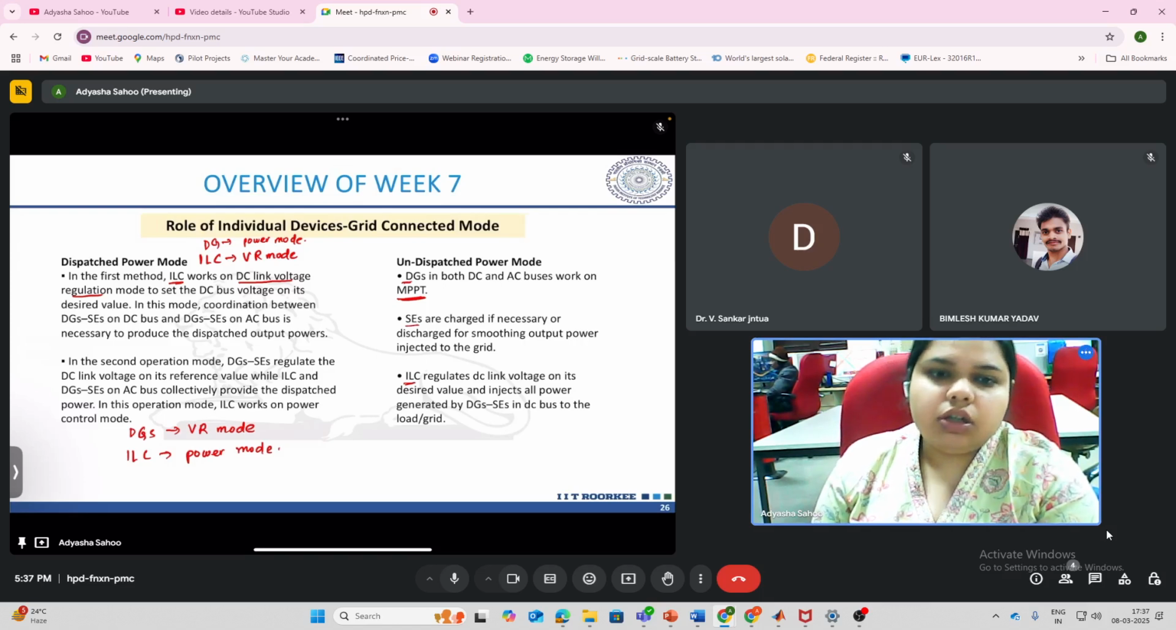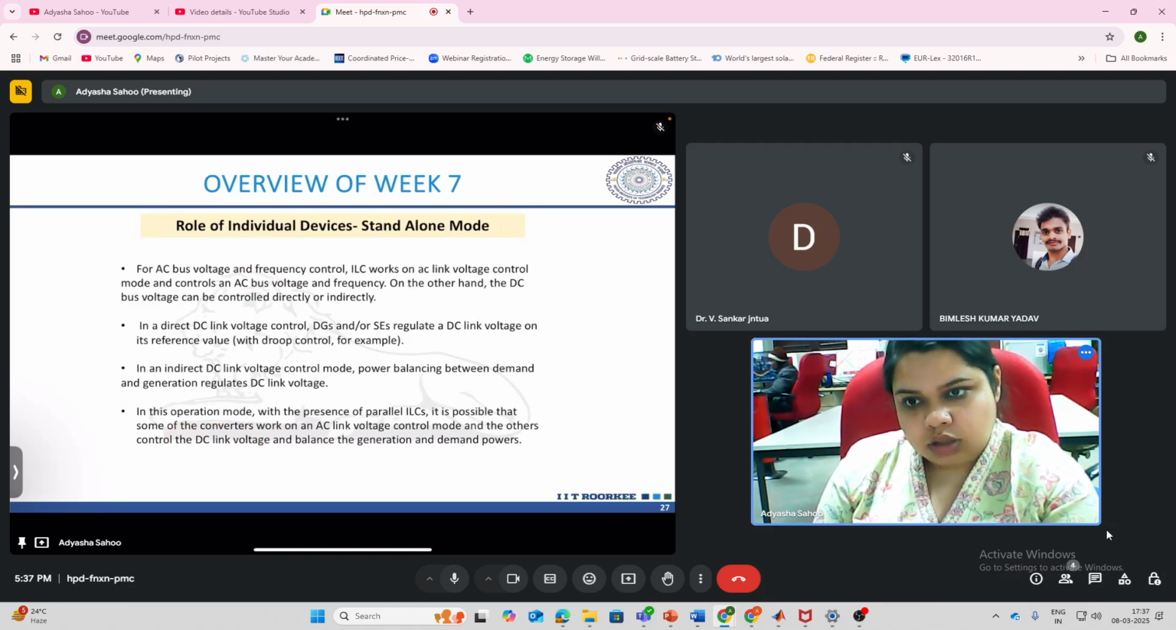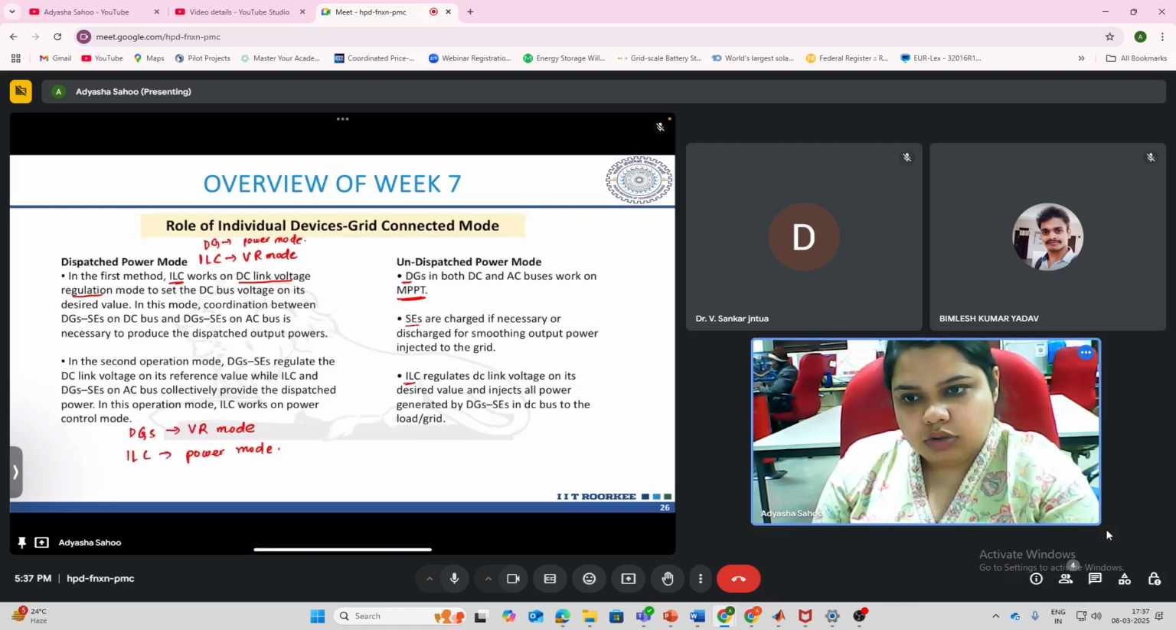So here you're not controlling the power of the DGs, right? It is an undispatched power mode. That's why you're not dispatching them. Whatever they are providing, you are using it and injecting it into the grid or charging your batteries with it. Now, this was the grid connected mode. In the grid connected mode, you have either dispatch power mode or undispatched power mode.